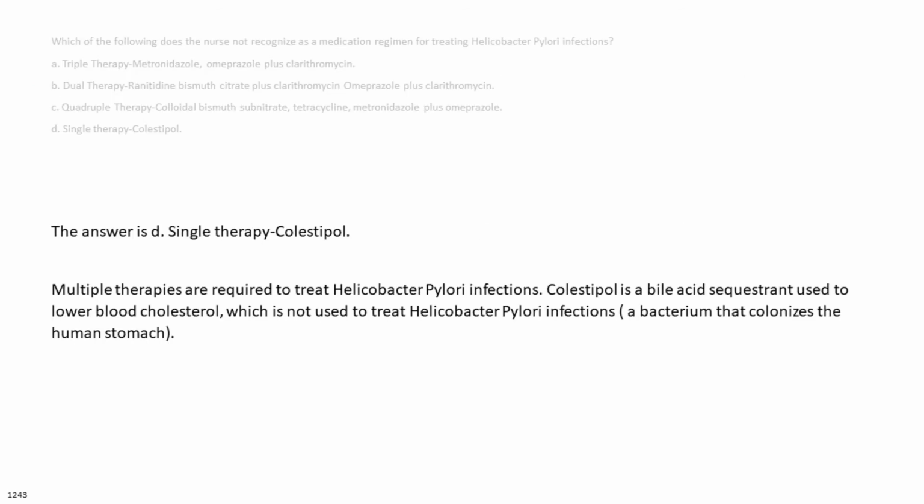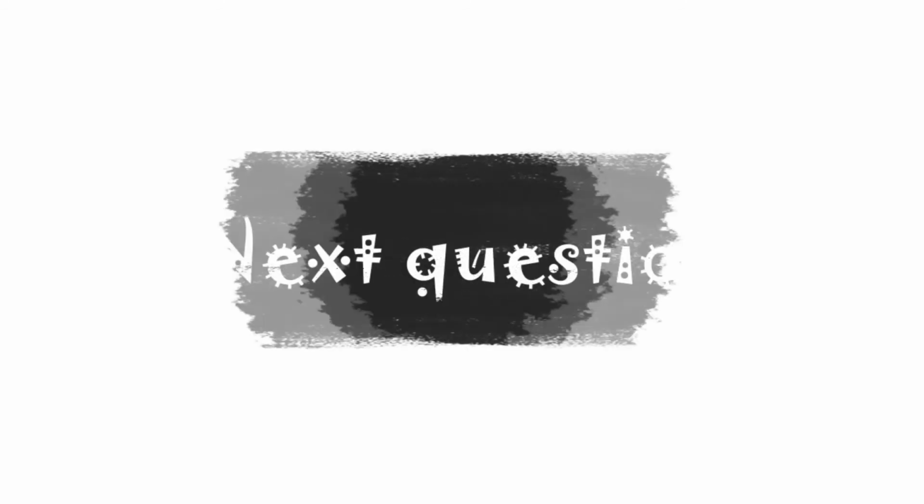The answer is D. Single therapy colestipol. Multiple therapies are required to treat Helicobacter pylori infections. Colestipol is a bile acid sequestrant used to lower blood cholesterol, which is not used to treat Helicobacter pylori infections, a bacterium that colonizes the human stomach.